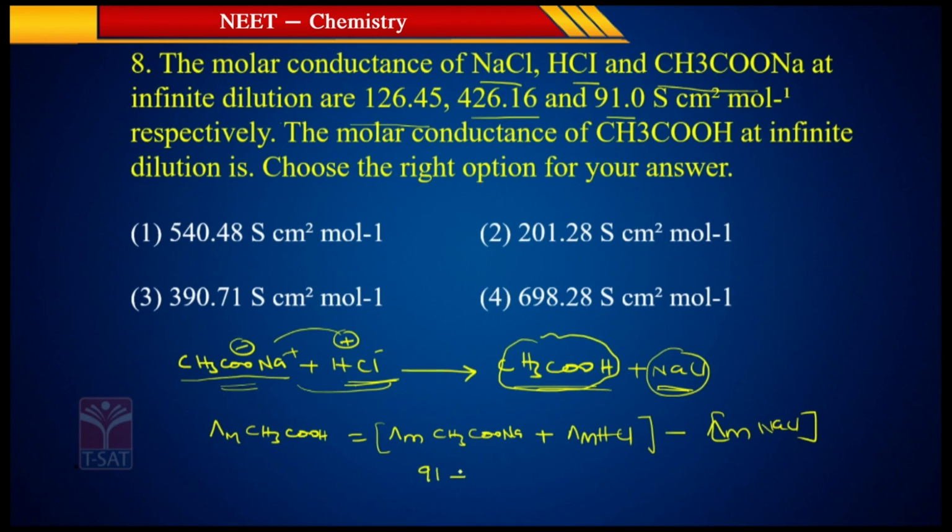91 plus, and HCl is 426.16, minus NaCl is 126.45. So that you will be getting the answer after calculating all these things, 390.71 Siemens centimeter square mole inverse. So the correct answer for this one is option.